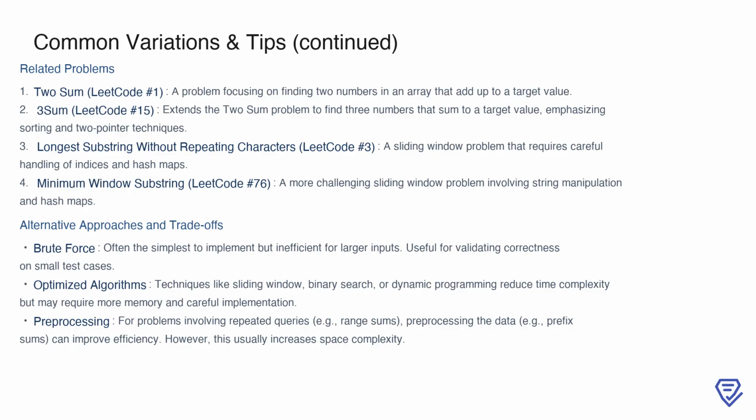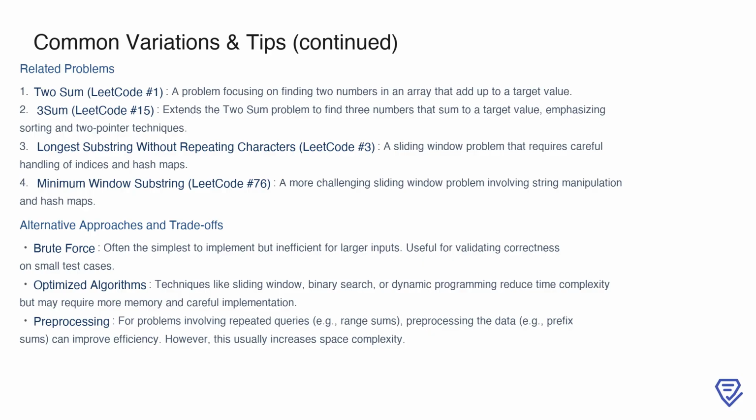Another related challenge is the longest substring without repeating characters, LeetCode number 3, which uses a sliding window approach and requires careful management of indices and hash maps. For more advanced practice, the minimum window substring, LeetCode number 76, involves string manipulation and hash maps in a more intricate sliding window setup.